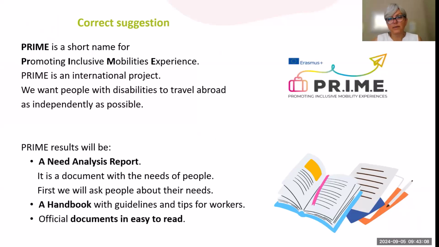Okay, so here is a suggested answer, what it should look like. As you can see, it's a bit longer than the original text, because first of all, we have to explain what PRI.M.E. is, okay? PRI.M.E. is an international project. We want people with disabilities to travel abroad as independently as possible.